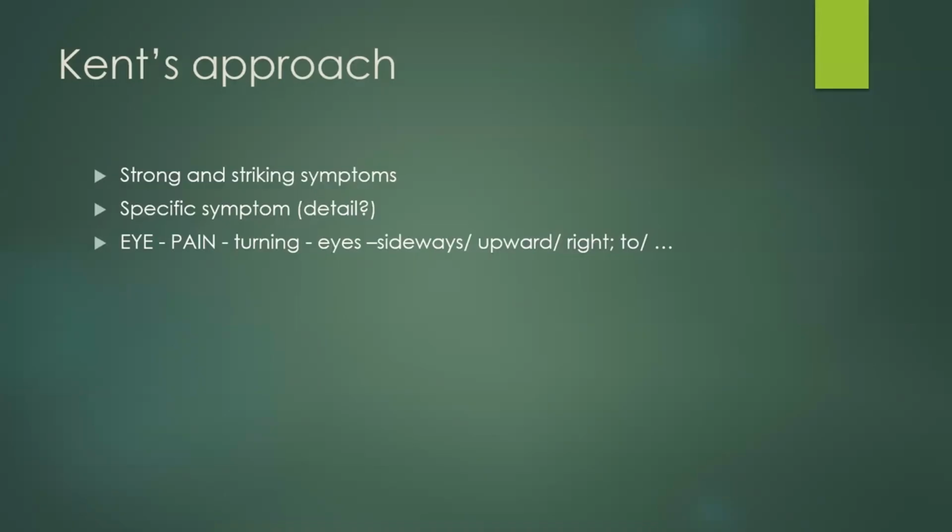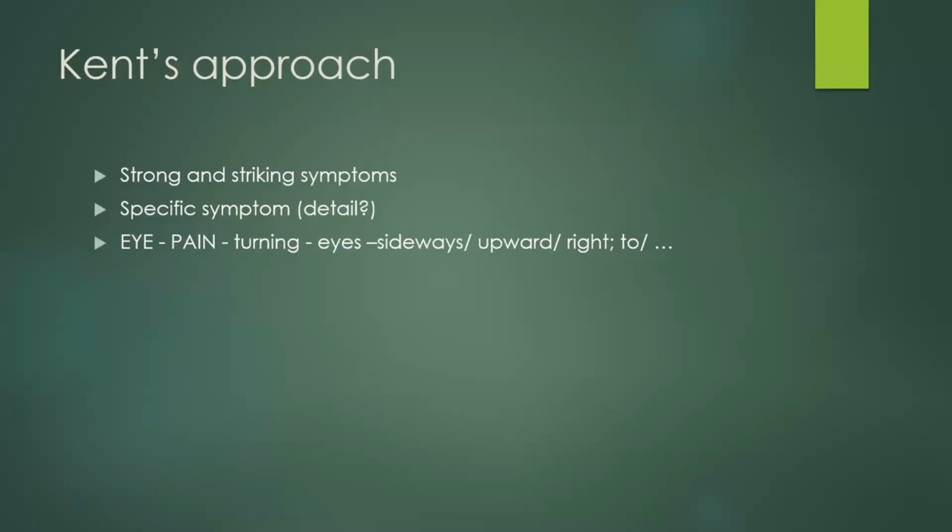Now, the main idea of Kant's approach is the strong and striking symptom. So when there is a cure, when there is a proving, what is the strong and striking symptom? And this is what he, as an author, has been putting in his repertory. Be careful, don't call it a detail. I prefer to call it a specific symptom. And what is the difference? A detail is something that people say, oh, it's a detail, I'm not sure about it. The specific symptom, totally sure, because it's there again and again.